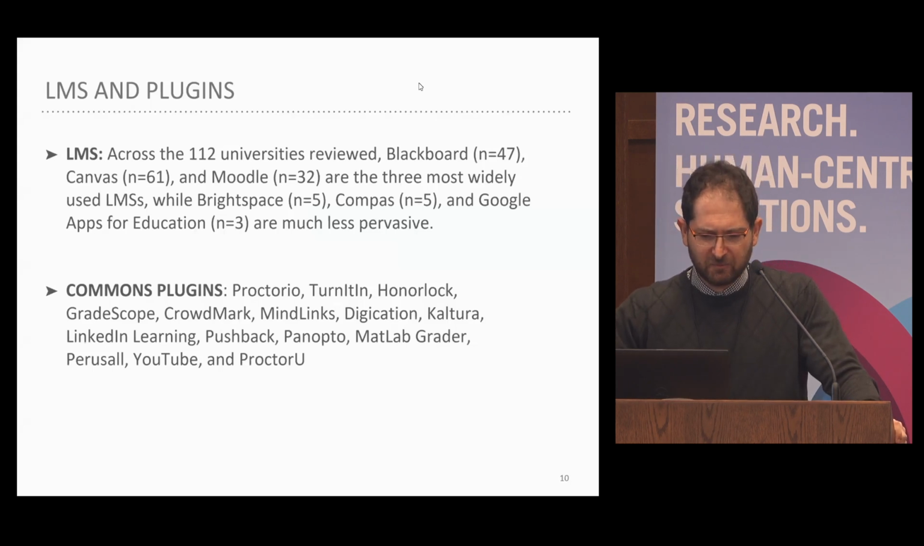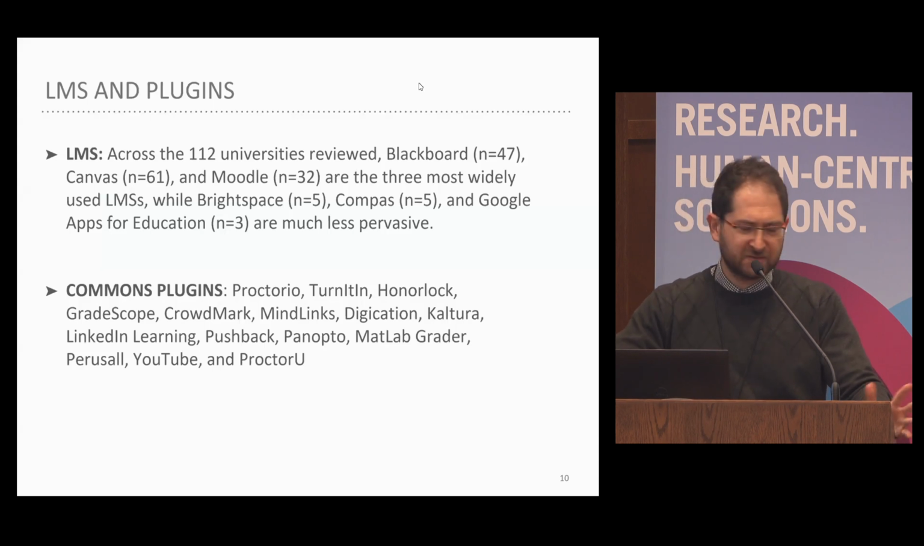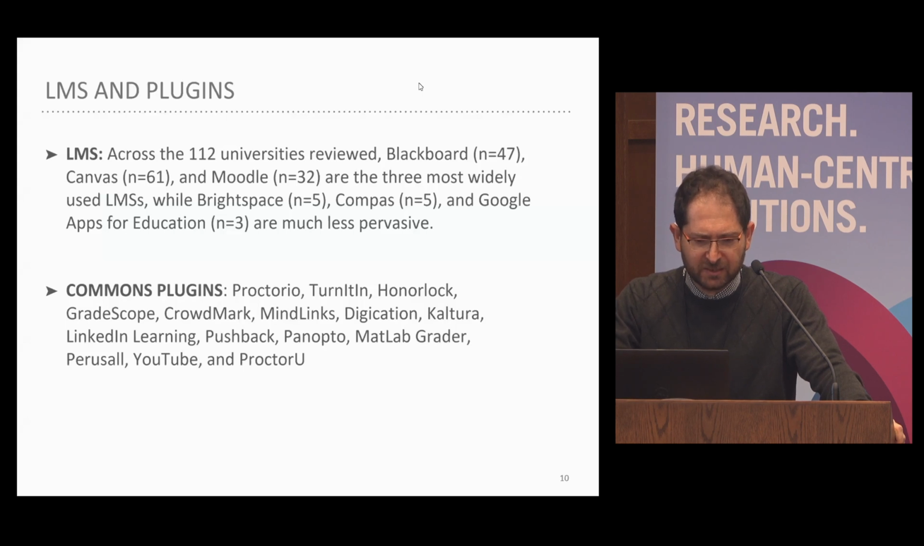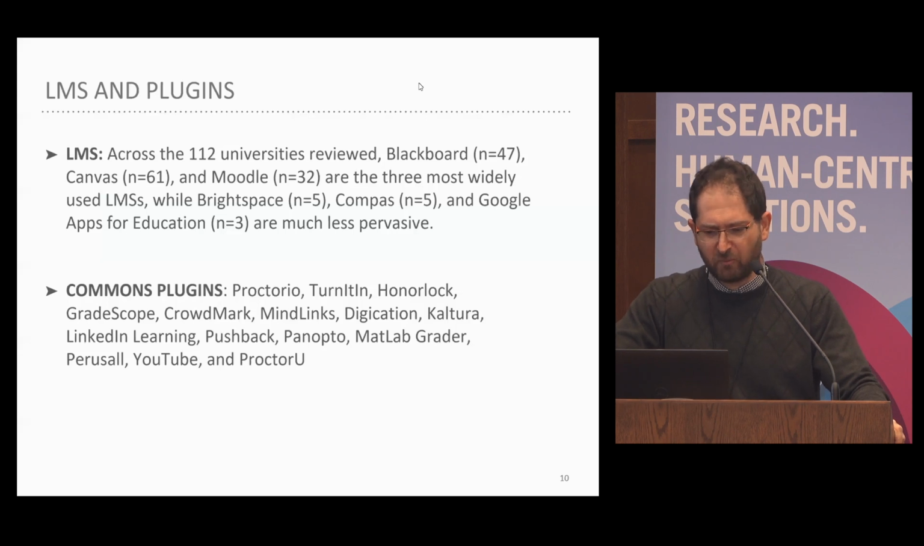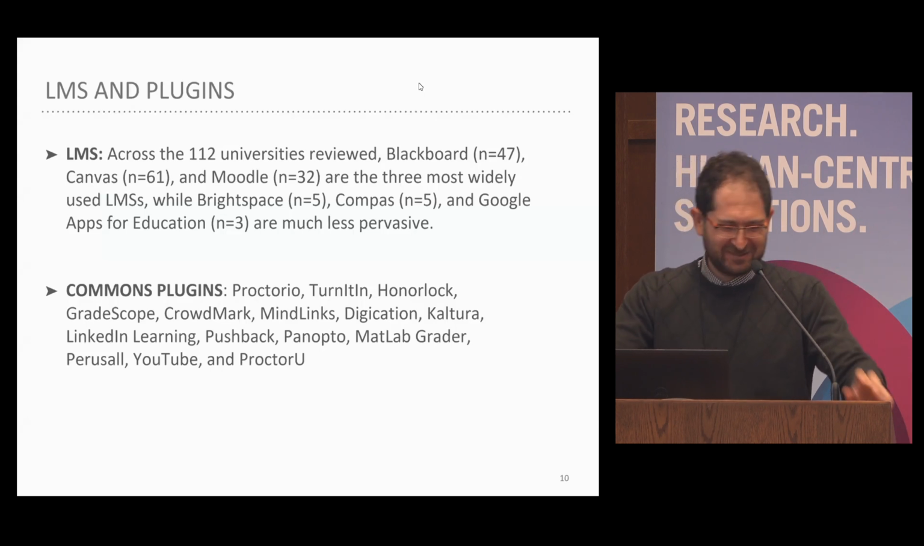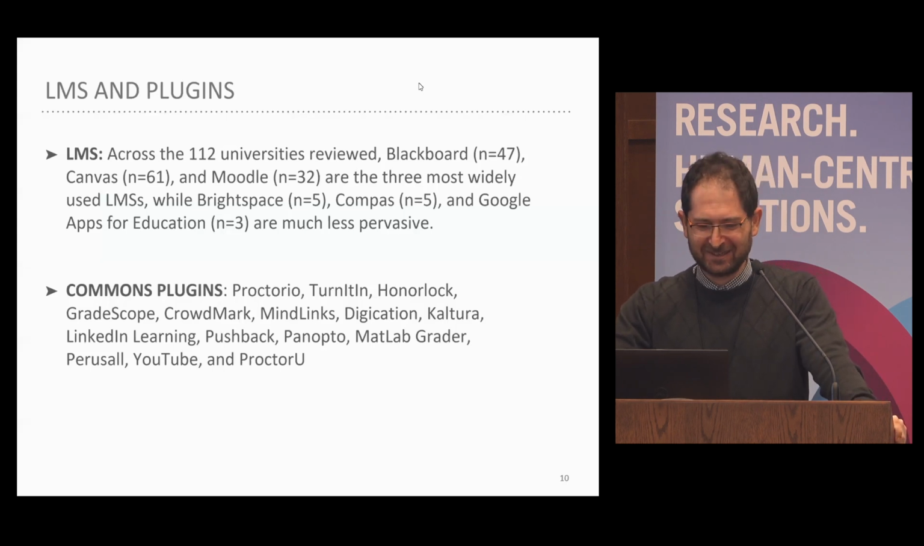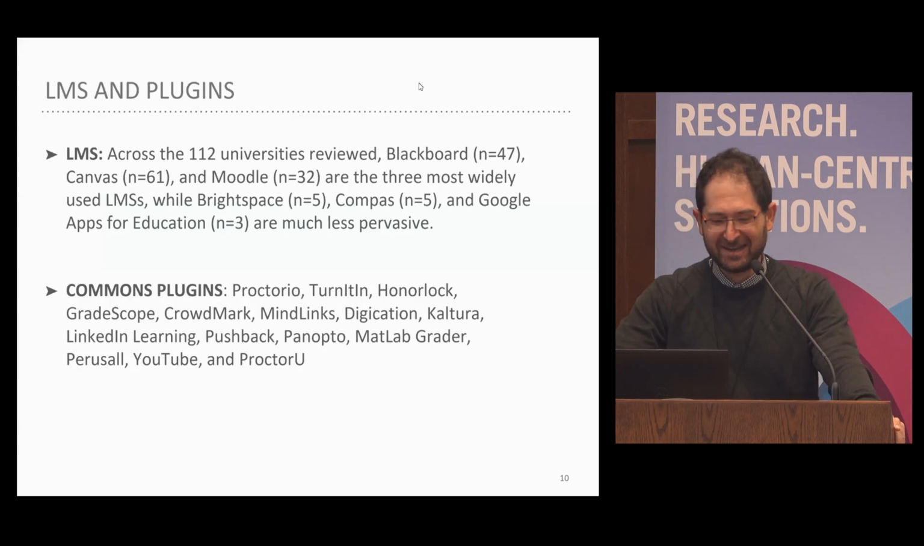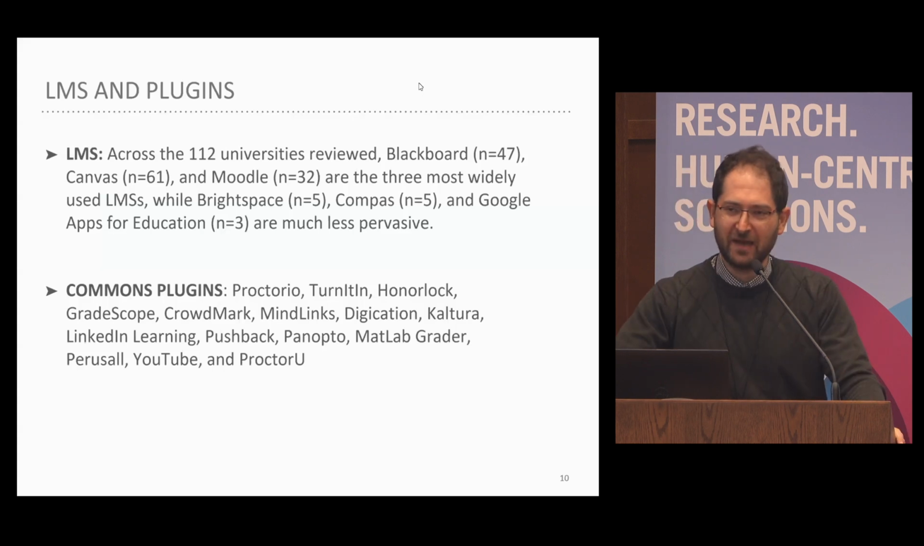We analyzed 112 universities in general, just going and seeing what they are using. The top three LMS systems were Blackboard, Canvas, and Moodle. Google Apps for Education was listed, but not by many, and Brightspace also didn't pick up. And there are common plugins. We have another work on proctoring tools, which have a special place in our investigation, because proctoring tools are quite notorious for collecting a lot of information about us. Turnitin, Honorlock, Gradescope, and Crowdmark were all quite popular, and again, if you're using any of them, I highly recommend reading their privacy policy. You might reconsider. But the idea was just to understand what's being used.